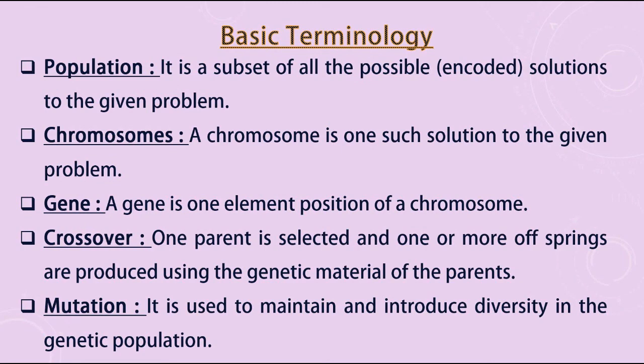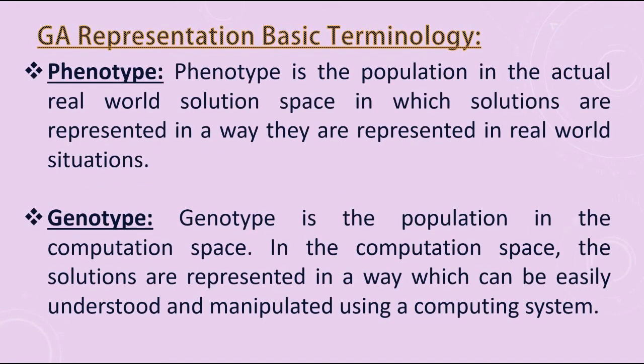Crossover and mutation are the two most important operators. In the crossover operator, parents are selected and one or more offsprings are produced using the genetic material of the parents. Mutation is used to maintain and introduce diversity in the genetic population.